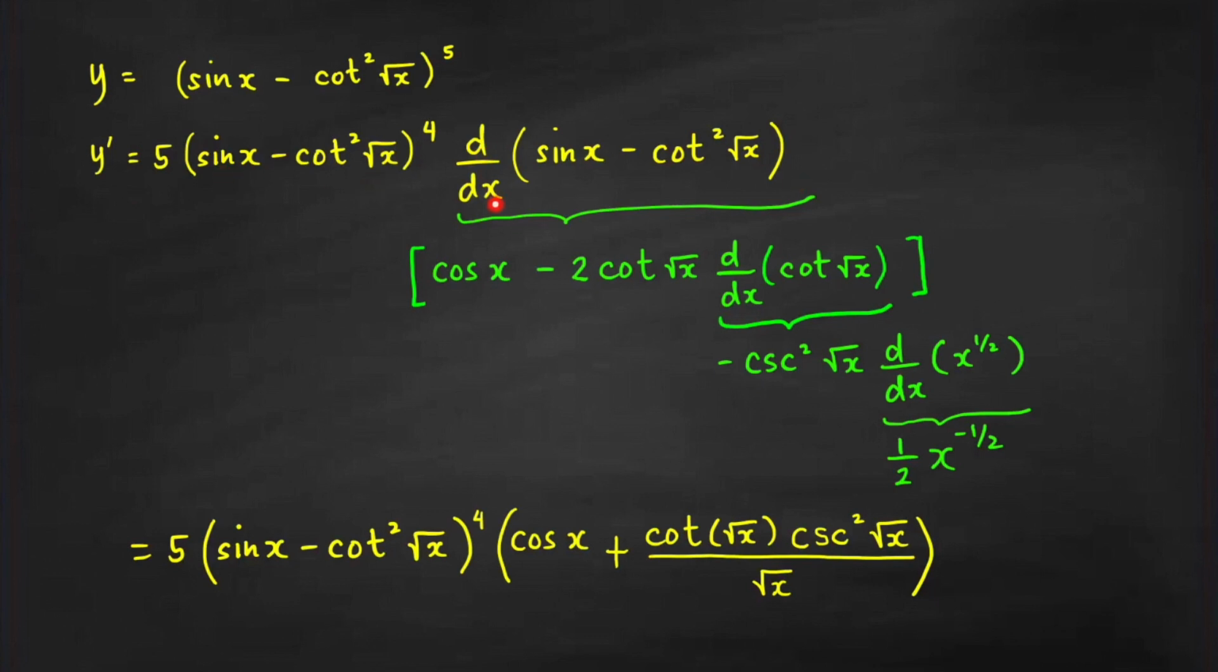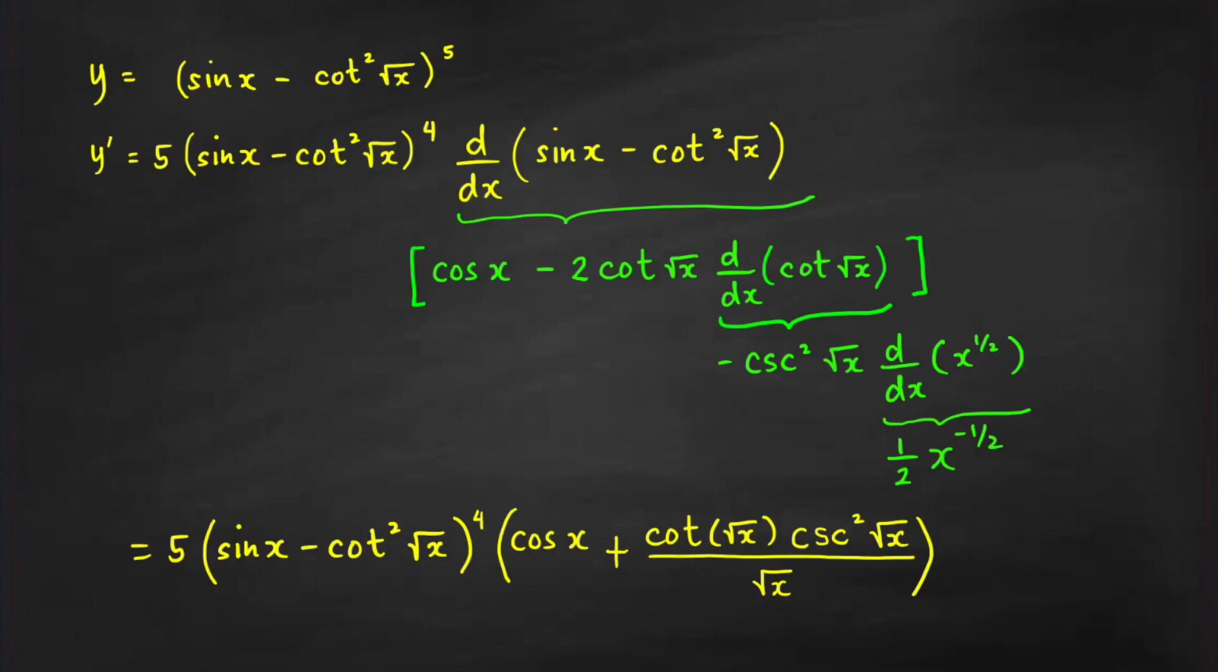And now we have a derivative of a difference. So this is equal to the difference of derivatives. So the derivative of sine x is cosine x, and then minus, so this is a power of cotangent of square root of x. So for the derivative of this, we have to use again the power rule with the chain rule. So we bring down the power 2 and then subtract 1 from the power, it becomes cotangent of square root of x times the derivative of your base.